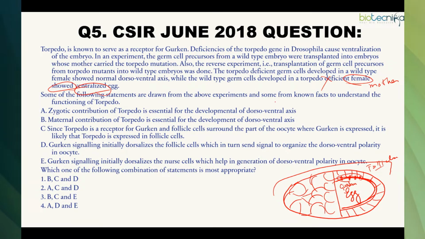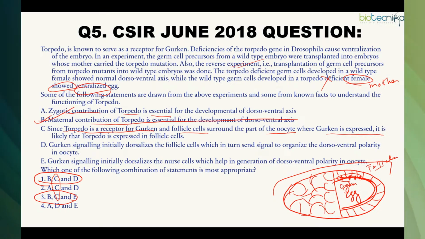So the following conclusions were made. Zygotic contribution of torpedo is essential. No, in that case you wouldn't have got this kind of expression. Clearly the maternal contribution is essential. So B is right. If B is right, it means either 1 is right, or 2, or 3 is right. Anyways, in both, C is common, which means C is correct, since torpedo is a receptor for gurken and the follicle cells are around the part of the oocyte where gurken is expressed.